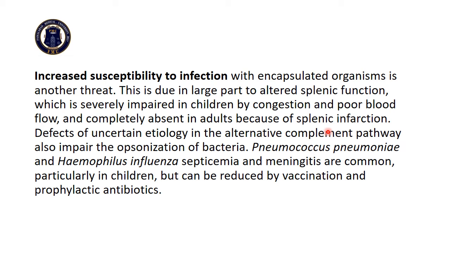The most common bacteria are Streptococcus pneumoniae and Haemophilus influenzae. They are common in children, but they can be reduced by vaccination and prophylactic antibiotics. So in patients with defective splenic function, it is important to vaccinate the patient against Streptococcus pneumoniae and Haemophilus influenzae.